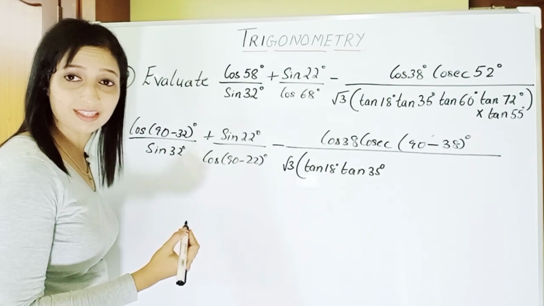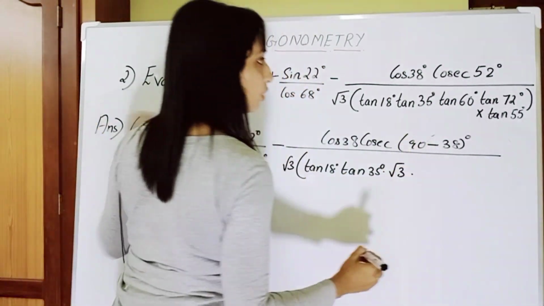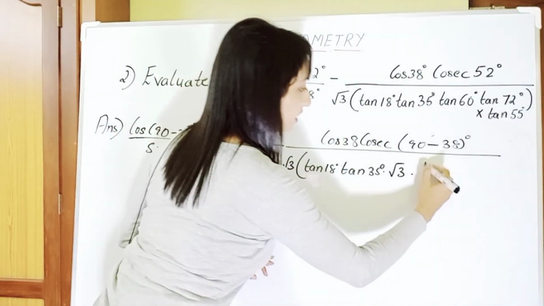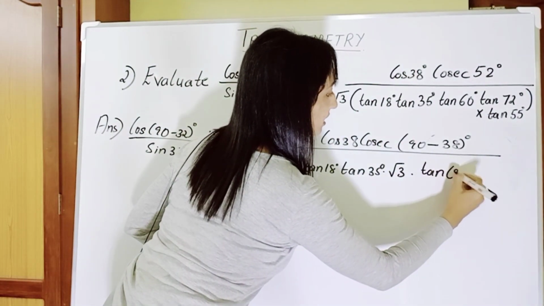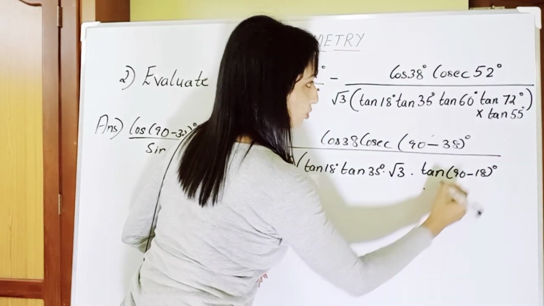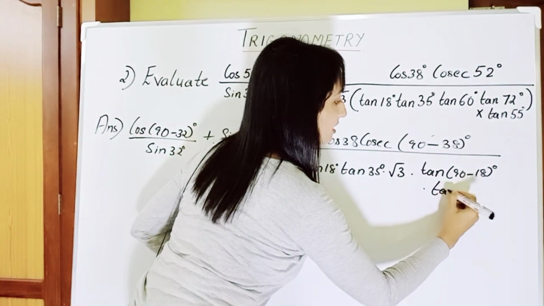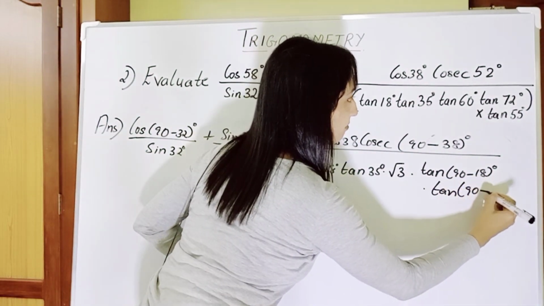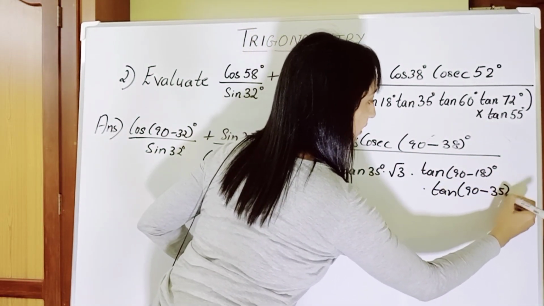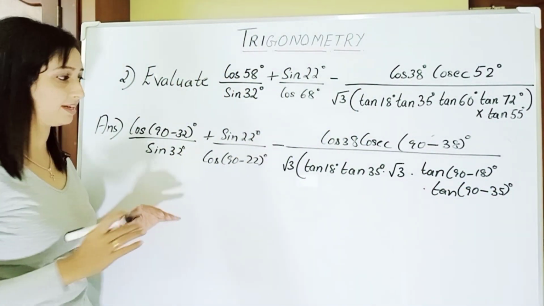What is the value of tan 60? Root 3. So I write root 3 into tan 72. How can I write it? Tan 90 minus 18 into tan 55. How can I write it? I can write it as tan 90 minus 35. So now we have cut short our angles to less than 90 degrees.